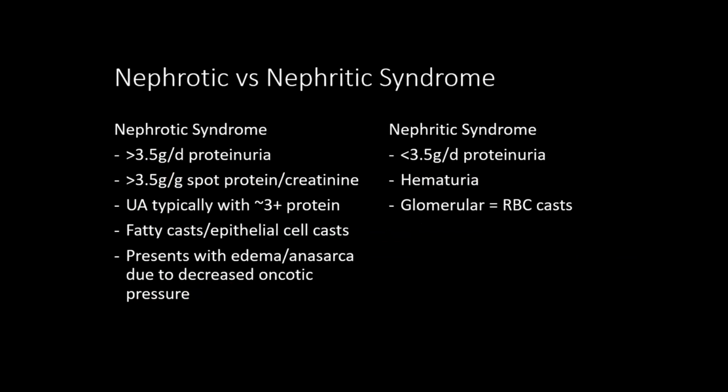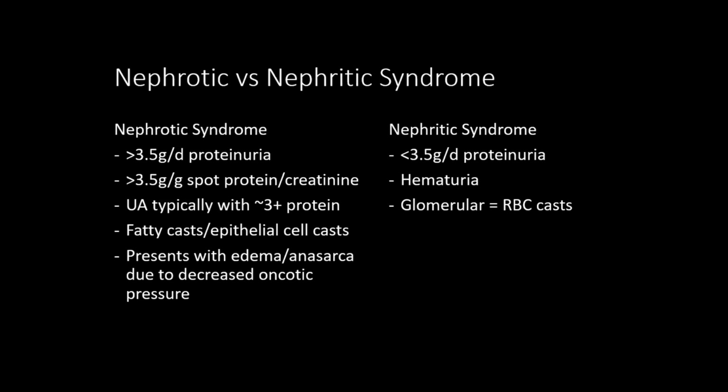This is one of those cases where you can get fatty or epithelial cell casts, kind of non-specific, but nephrotic syndrome can have it. And then obviously you'd expect it to present with edema or anasarca because you're decreasing the oncotic pressure, you're wasting protein. As opposed to nephritic syndrome, you can still have proteinuria, but usually it's out of the nephrotic range, so less than 3.5 grams a day.